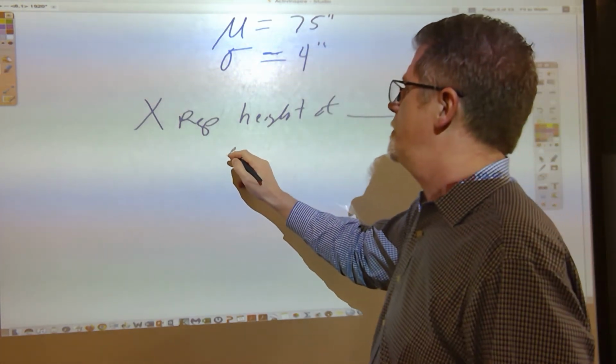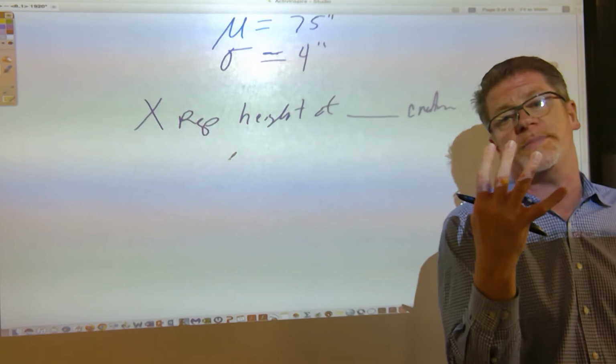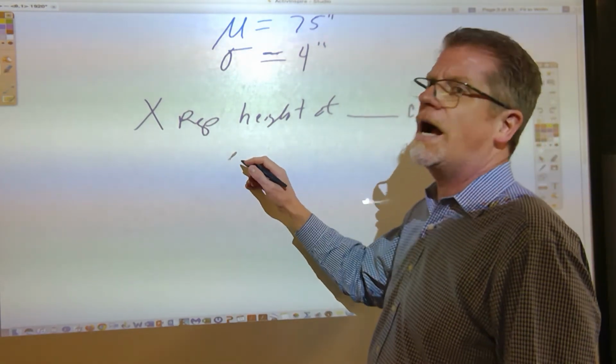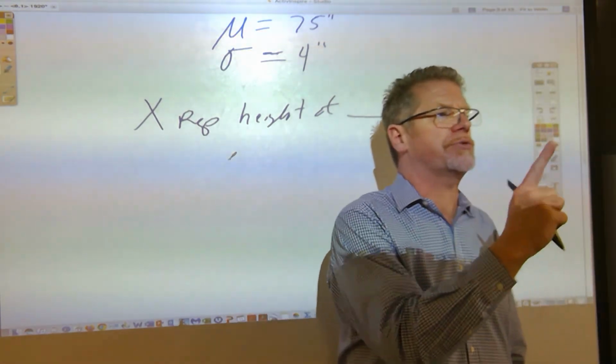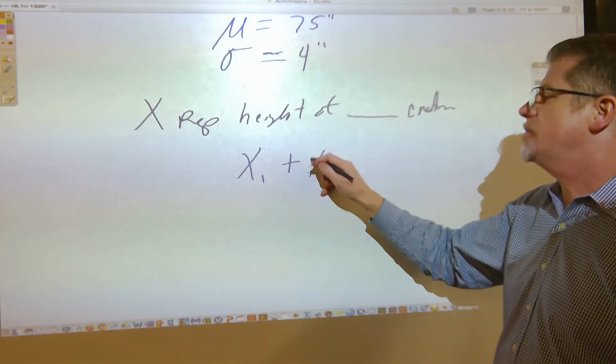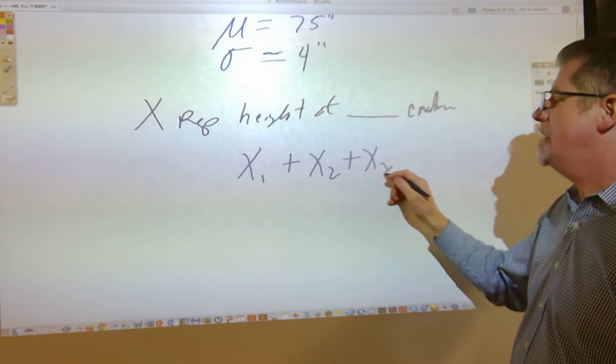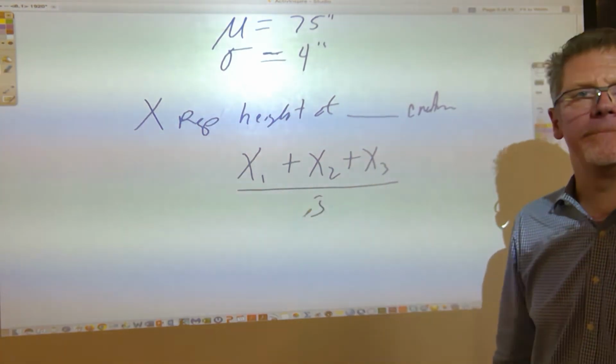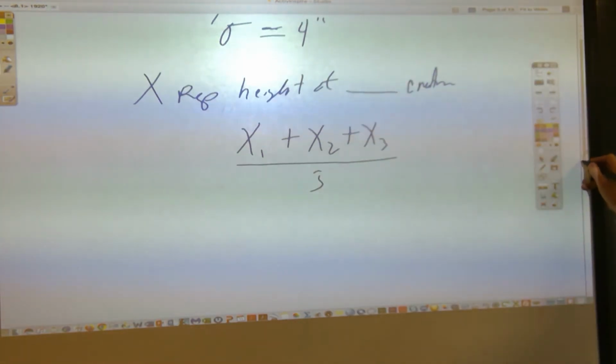Suppose we take a sample size of 3. How would we model the average of those 3 heights? I think we would take the first creature's height, the second creature's height, and the third creature's height, and divide by 3. Yes. That's how we would do it.